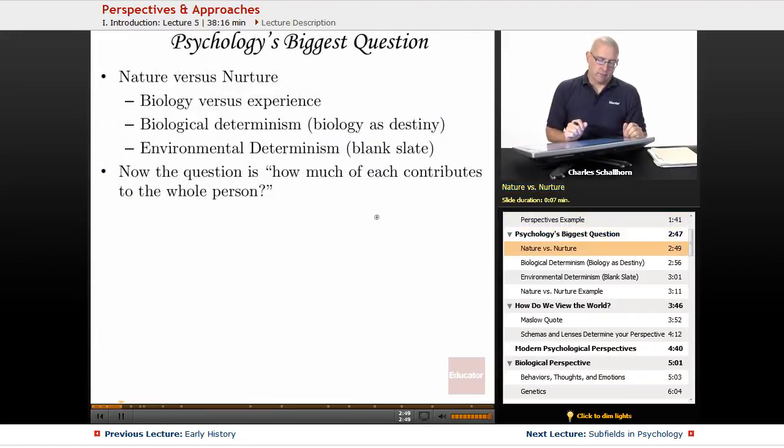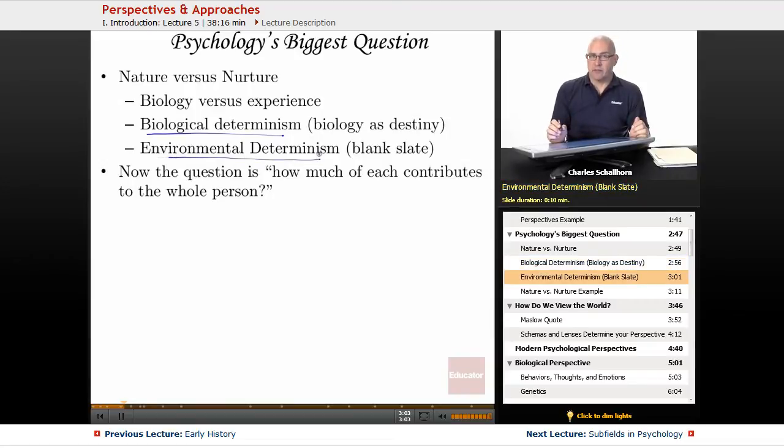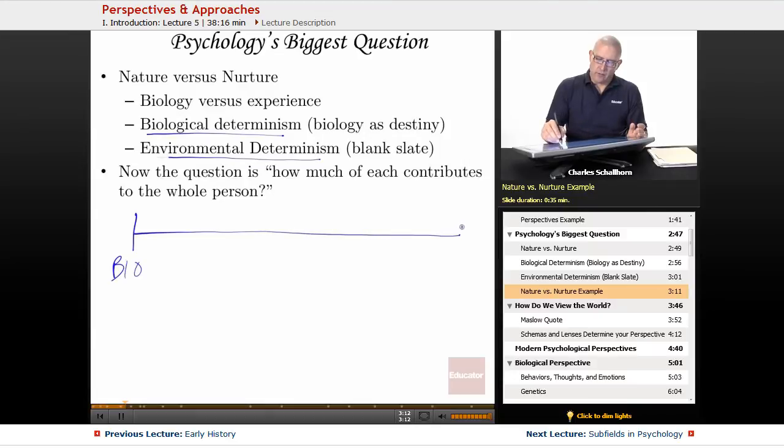Psychology's biggest question: nature versus nurture. Biology versus experience. There's this idea of biological determinism, biology is destiny, or environmental determinism, blank slate. So pretty much you've got the extremes. You've got bio over here, and all the way over on the other side, you've got the environmental over here. But then the real question is, how much of each contributes to the whole person?